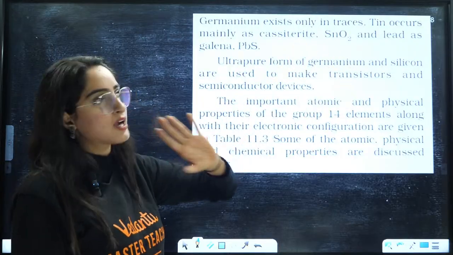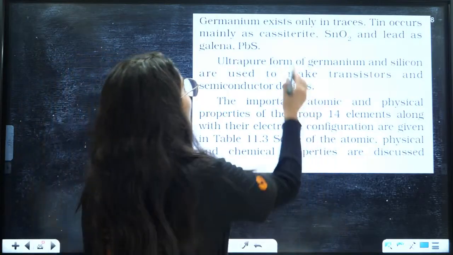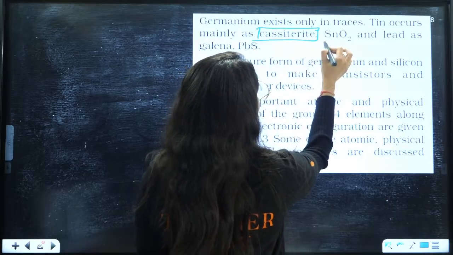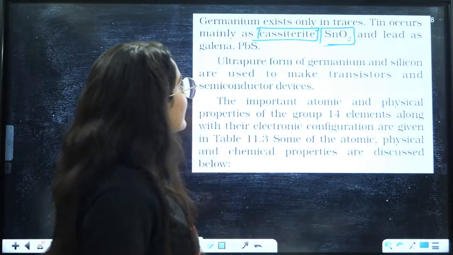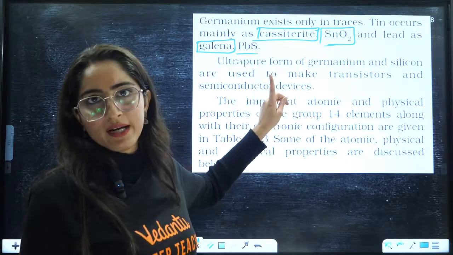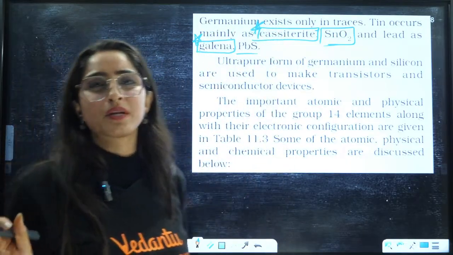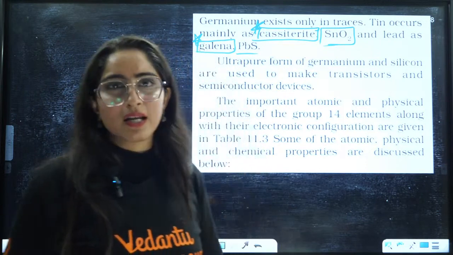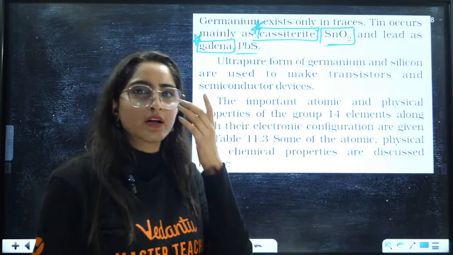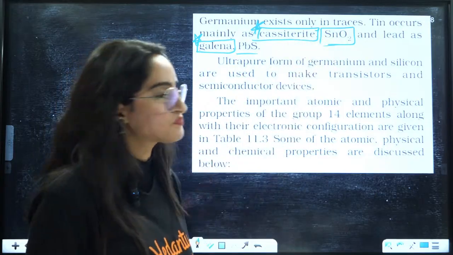It does not exist in large amounts. Tin occurs mainly as, now this is very important, cassiterite, right? What is the formula of cassiterite? And what is galena? That is PbS. The name and the formula are very important, and this has also been asked in JEE, I think last year only. It was a controversial question also, because students felt that this was out of syllabus, but actually this was mentioned in your p-block.